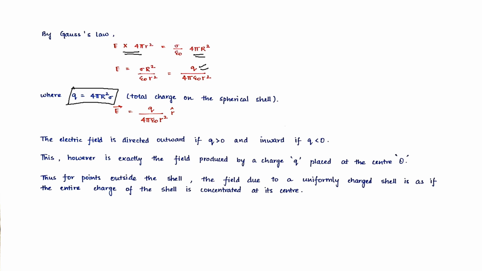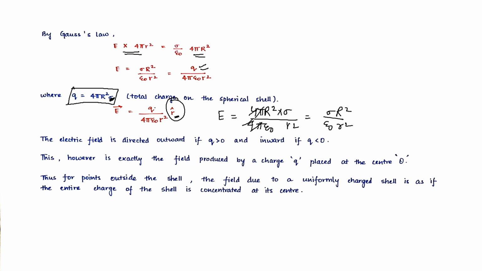Q equals this. If we substitute the value of Q here, we get 4 pi r square into sigma divided by 4 pi epsilon naught into small r square. The 4 pi will cancel out, and we will be left with sigma R square by epsilon naught r square only. And we have taken the unit vector of small r cap, which is very necessary to understand.